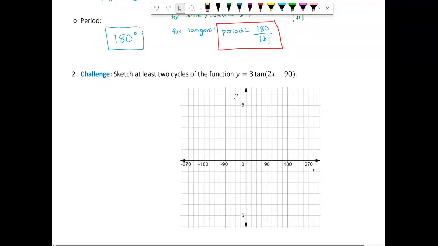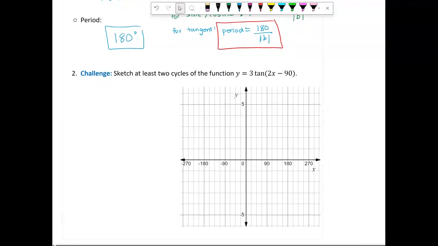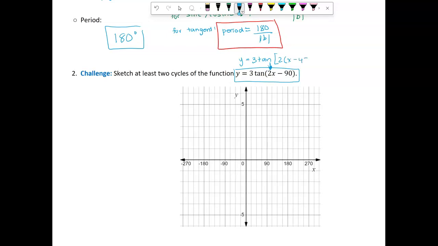All right, let's graph this using this example. We have to sketch at least two cycles of the function y equals 3 tan(2x minus 90). Now, hopefully you remember that for this graph, you need to factor out this b value. This b value must be factored away from the horizontal shift. So really what we need to do is write the equation of y equals 3 tan, in brackets, 2 bracket x minus 45. By factoring out, we see the true shift, which is 45, not 90.